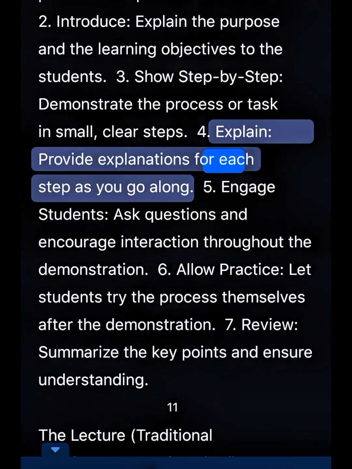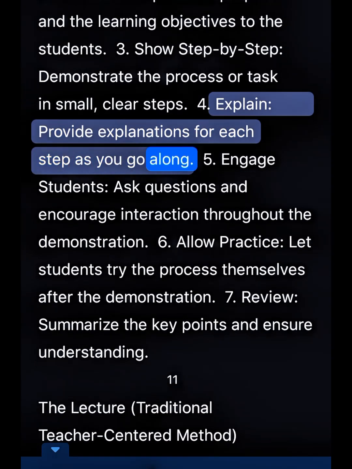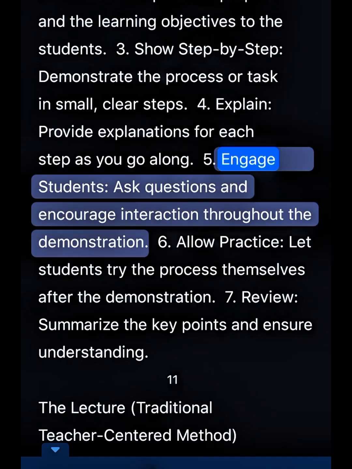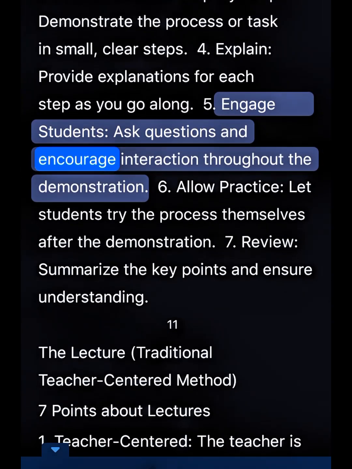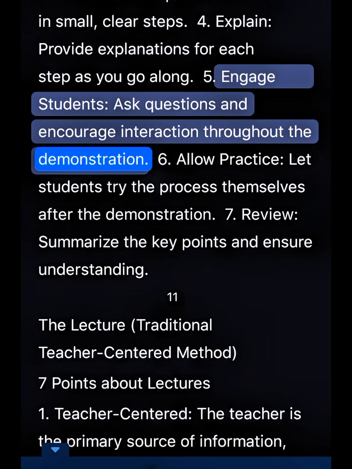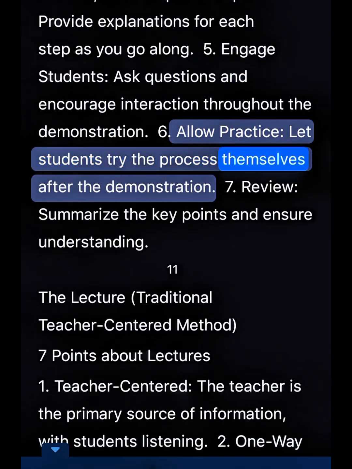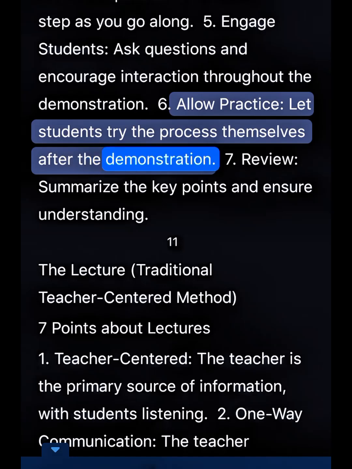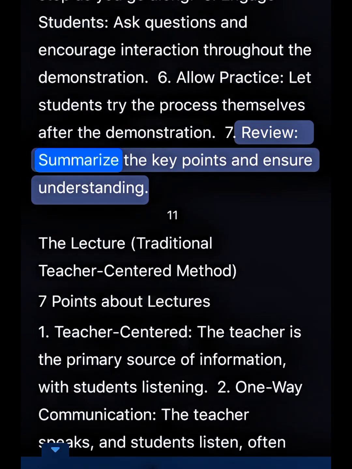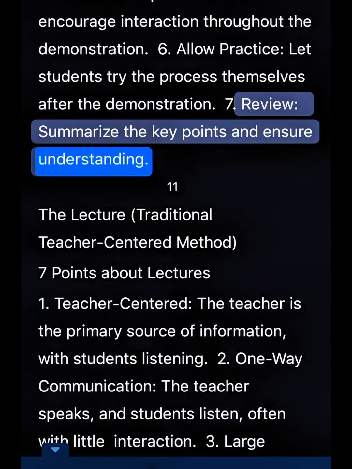4. Explain. Provide explanations for each step as you go along. 5. Engage students. Ask questions and encourage interaction throughout the demonstration. 6. Allow practice. Let students try the process themselves after the demonstration. 7. Review. Summarize the key points and ensure understanding.